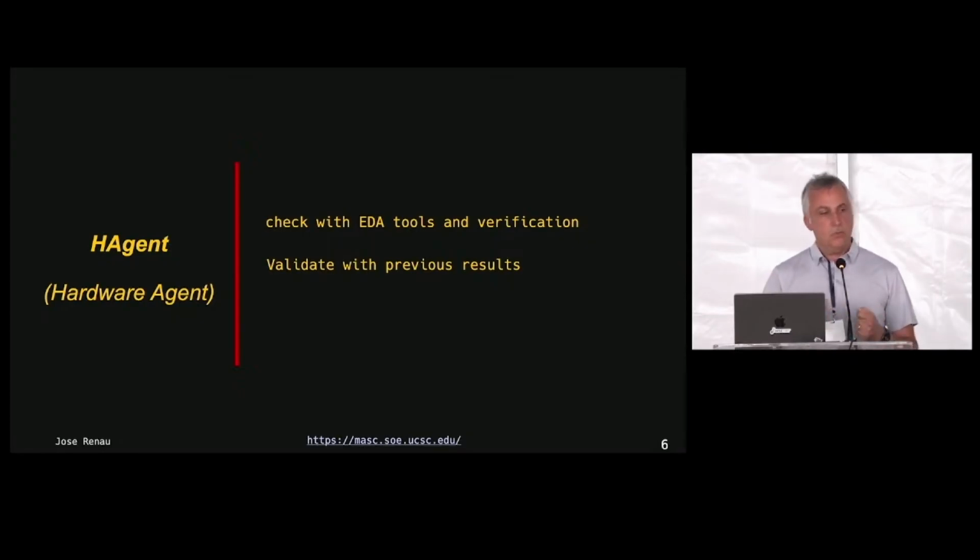Whenever possible, you validate with previous results. Many times you are doing optimization, you are just transforming the code to get better quality code. In that case, we can use formal tools to formally prove that the code is equivalent, even though they look very different.